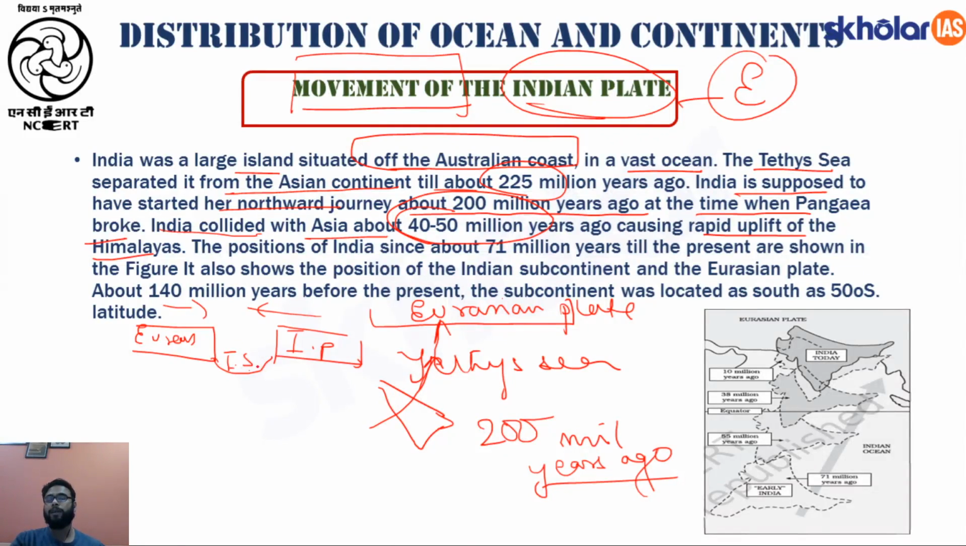this Tethys Sea rose in height, and these sediments got accumulated in a vertical direction, which resulted in formation of the Himalayas. Understood? The positions of India since 71 million years till the present are shown in the figure. So around 71 million years ago it was present somewhere here. Then again it was moving in the northward direction towards the Eurasian plate and collided about 40 to 50 million years ago. Understood? Very simple.